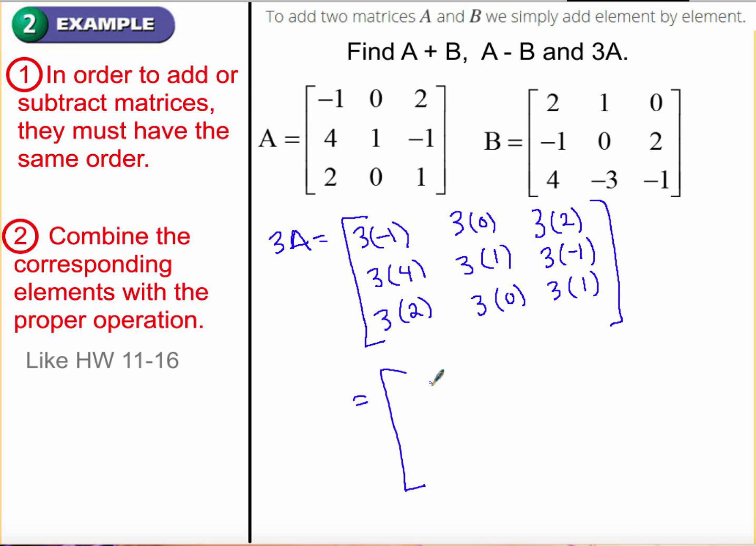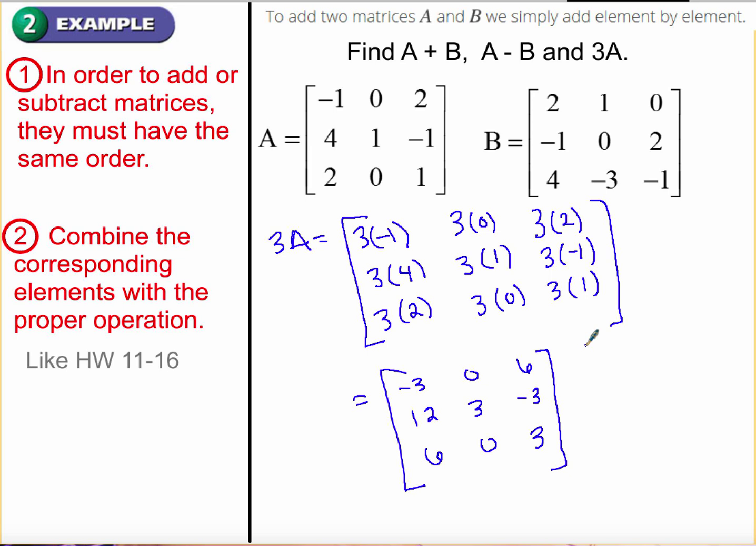Here we go. 3 times -1 is -3. 3 times 4 is 12. 3 times 2 is 6. 3 times 0 is 0. We've got 3 and 0 and 6 and -3 and +3.